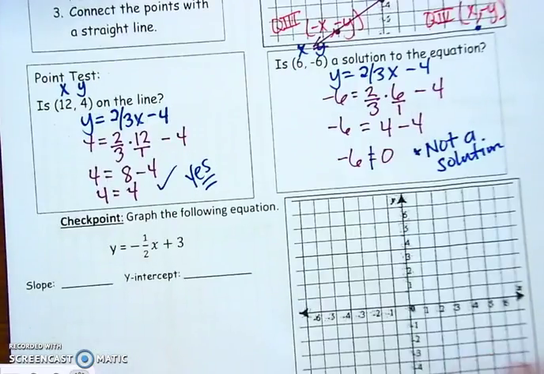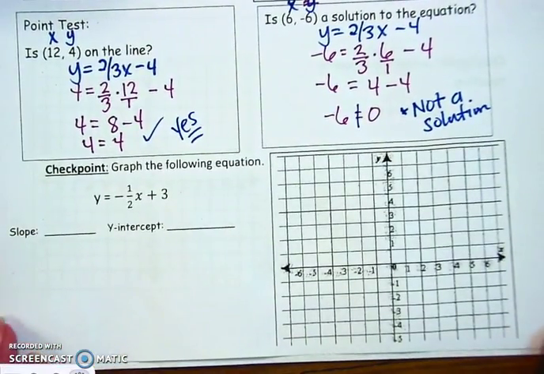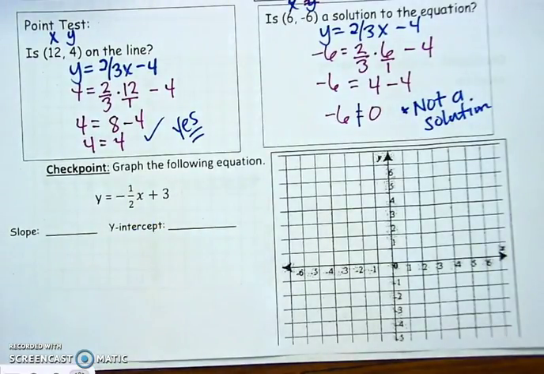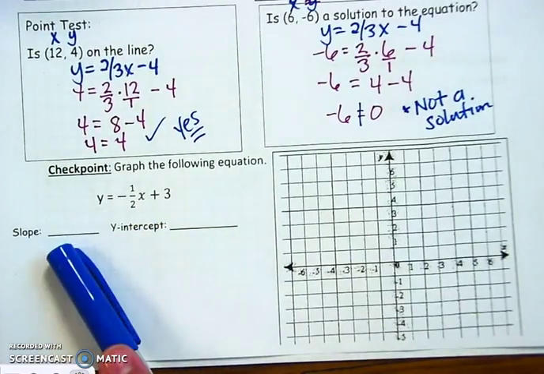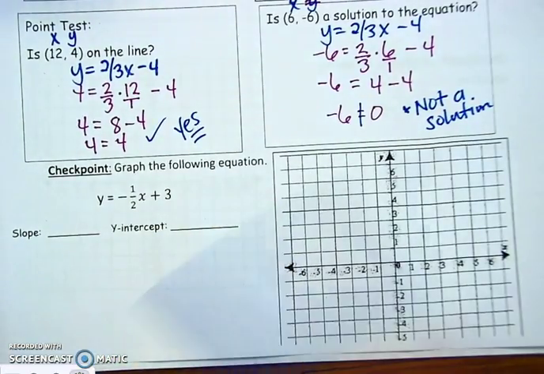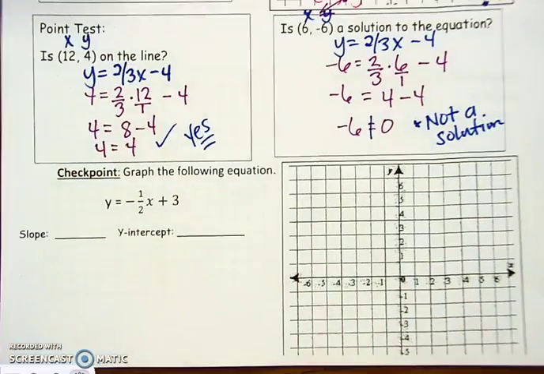If we continue down, you guys have a checkpoint that you need to complete. If you will, go ahead and graph this equation, y is equal to -1/2 x plus 3. Identify the slope, and then identify your y-intercept. Please identify that y-intercept as an ordered pair.